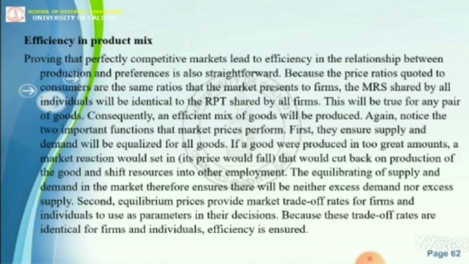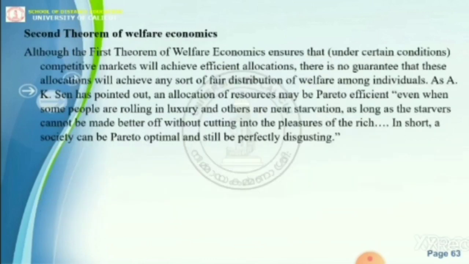The second thing is that the equilibrium price provides a market trade-off rate for firms and individuals to use as a parameter in their decisions. Because these trade-off rates are identical for firms and individuals, efficiency is ensured. Then the second theorem of welfare economics. So we have seen the first theorem of welfare economics in detail, and now let us look into the second theorem of welfare economics.